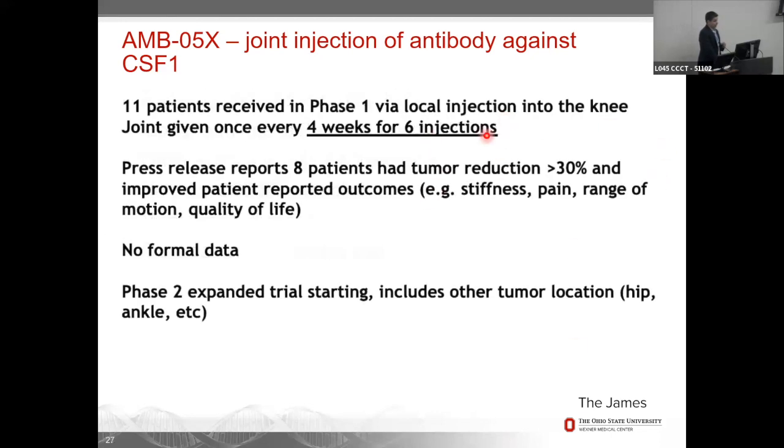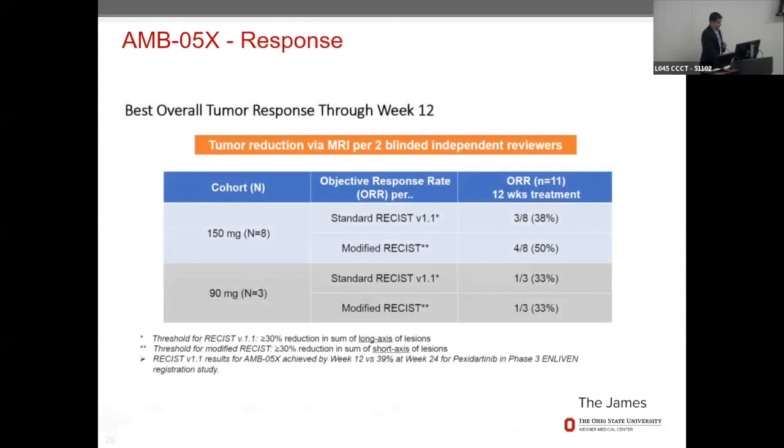So this is a little bit of the data on the early report of the phase 1 trial, where 11 patients were treated, and 8 patients had some tumor reduction, more than 30%, and then there were improved outcomes in terms of symptoms. Let me just show you the next table. So this is the response rate divided by doses of the drug.